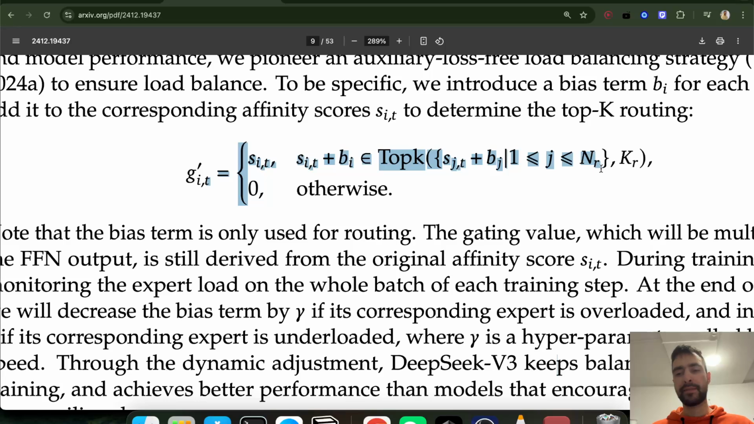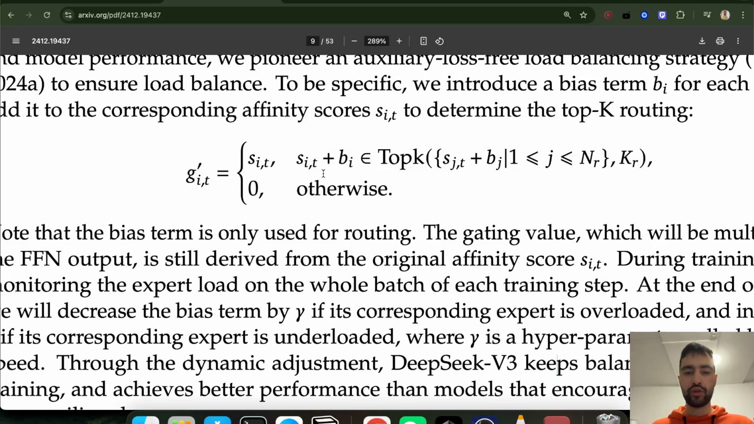Here they have a similar mathematical formula, but this solution with bias is implemented. Here, where we have the affinity score that's going to choose the top K experts, we are going to add this bias. So if an expert has been utilized too few times, then this bias will be a higher positive number that will increase the chance of this expert being utilized. But if this expert has been utilized too many times, then this bias will be a negative number that will decrease the chance of this expert being utilized again.